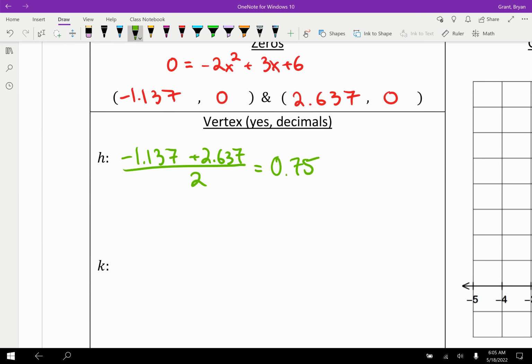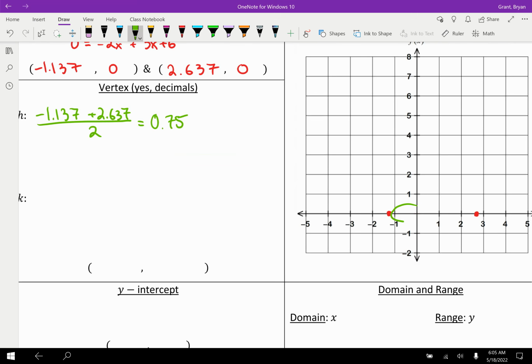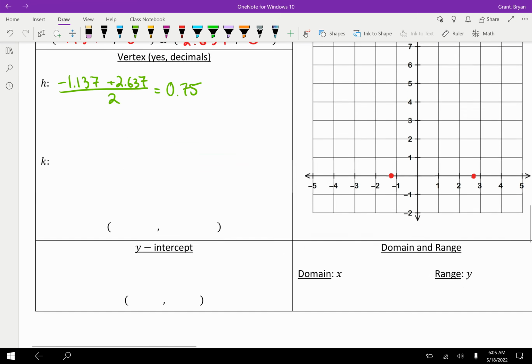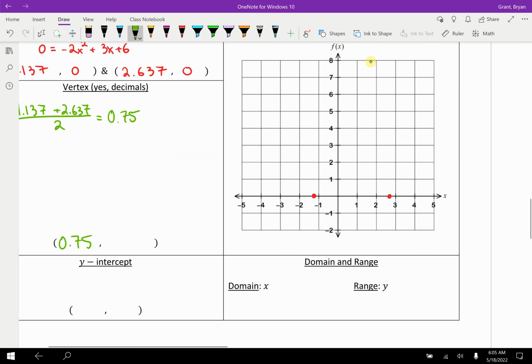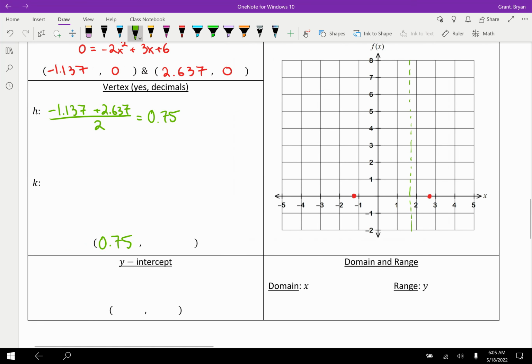So 0.75. And if you look visually, right, in between these two, 0.75, which is right about there, is a pretty good approximation of being exactly in between. So I know I have to go over to 0.75. In fact, that's my axis of symmetry right here. Okay, but I don't know how far up or down the axis of symmetry. So we need our k value.